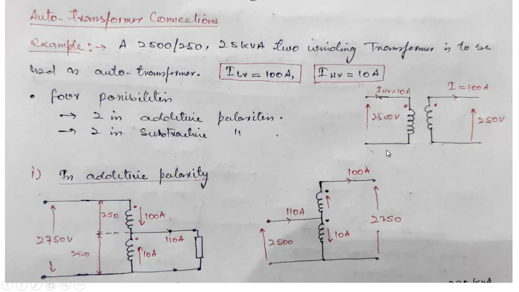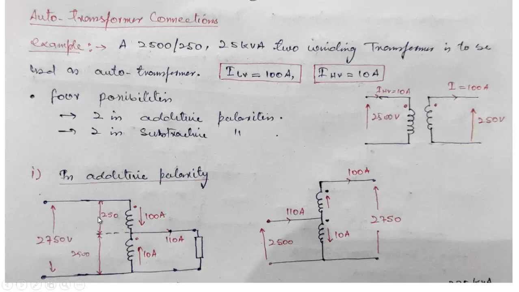When we connect them as the auto transformer, the current rating of the individual windings will not change. That means the current rating of this winding will be 100 amperes and the current rating of this winding will again be 10 amperes. Now the current directions in the windings are such that if the current enters at the dotted terminal of one winding, the current has to leave at the dotted terminal of the other winding. For example, if the current is entering at this dotted terminal, current will be leaving at this dotted terminal. In other words, if the current enters at this dotted terminal, it will leave at this dotted terminal.